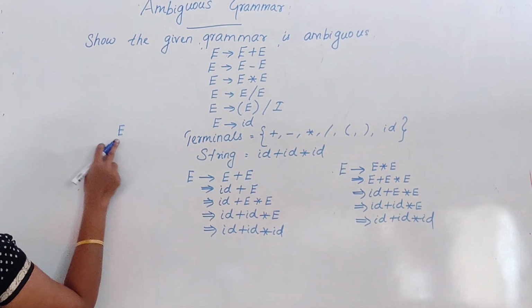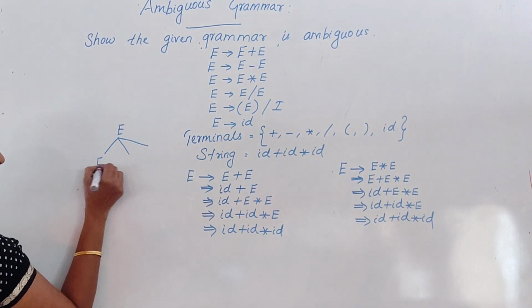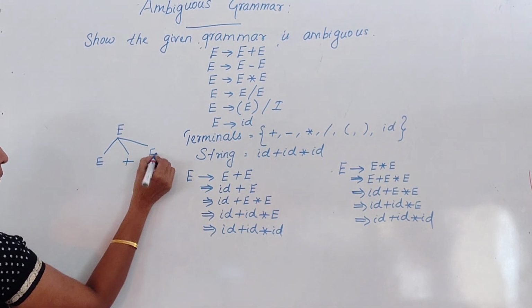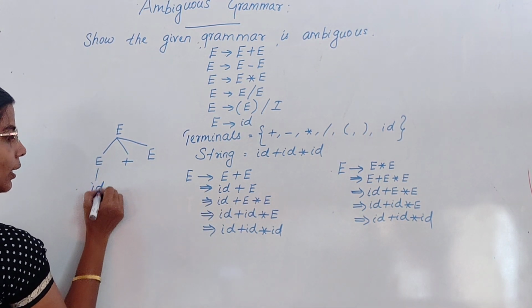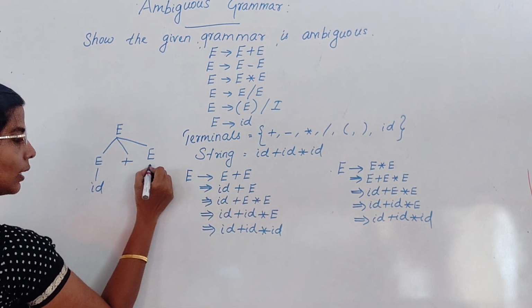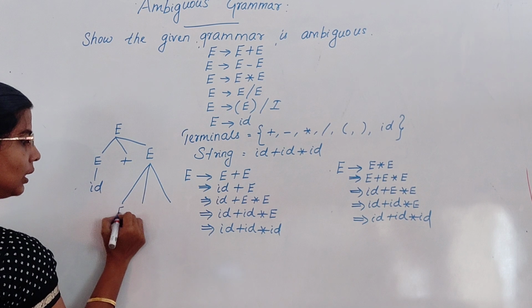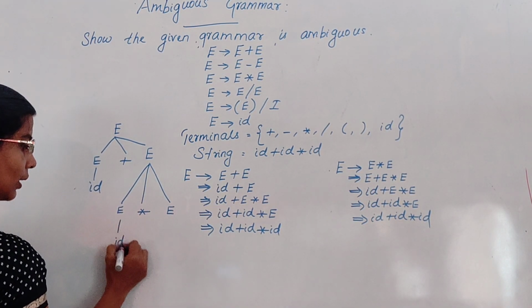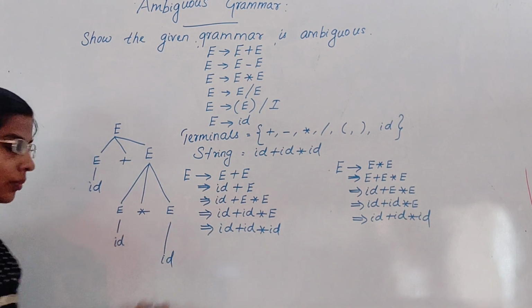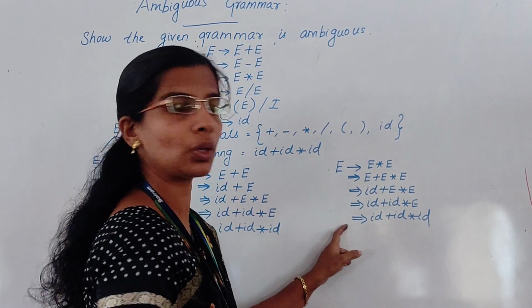E, right, this is my root, production is E plus E, right, E plus E. Next, id, what I have done, this E, again, three branches, E star E. Next, id, id. Our first parse tree. Next, for this, how to draw the parse tree?